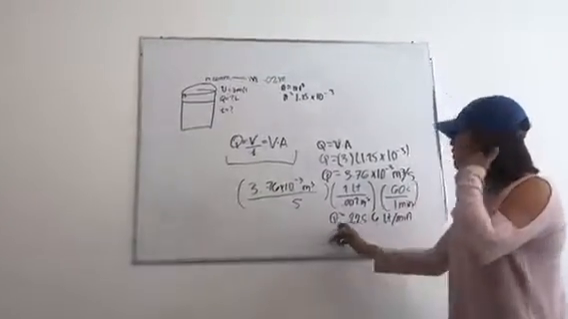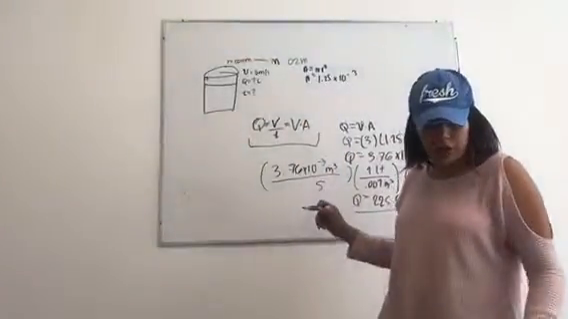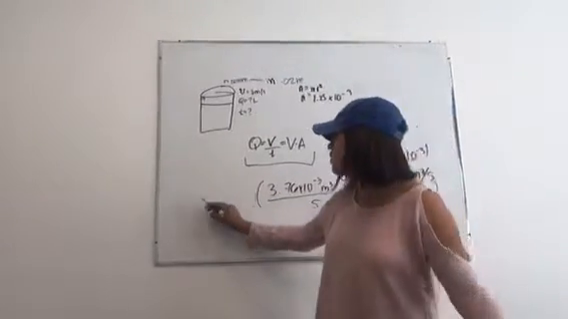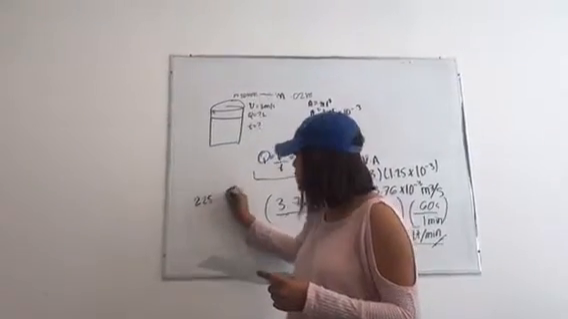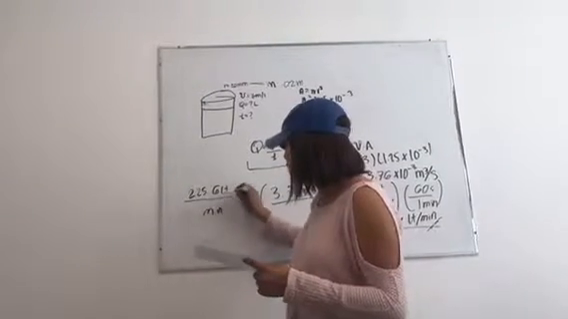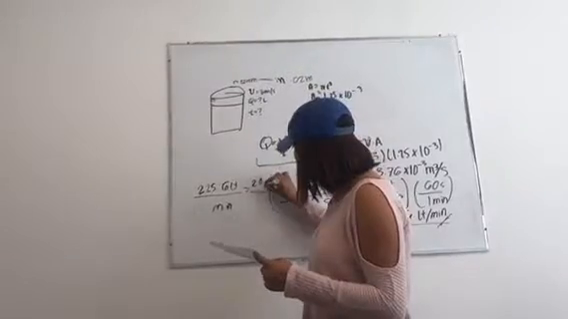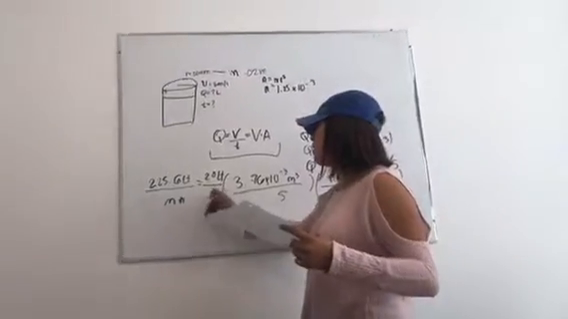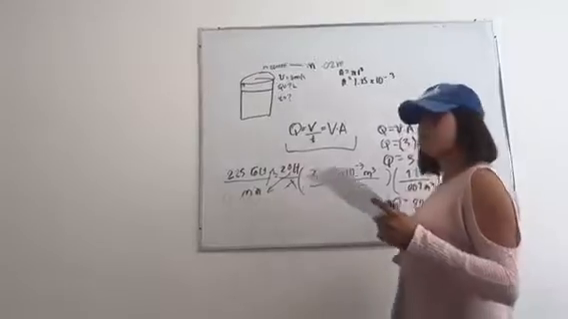So we have the flow rate. The only thing we're missing is the time. So we can use 225.6 liters per minute. How many minutes is it going to take to fill a 20 liter bowl? So we're going to multiply this by this and divide it by 225.6.